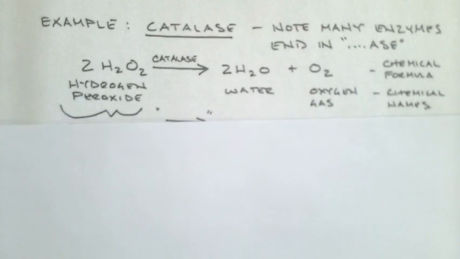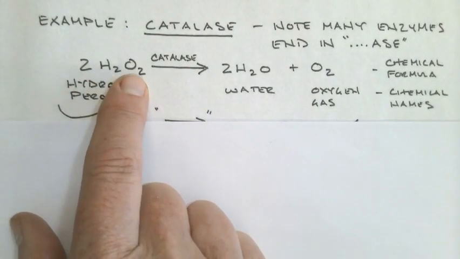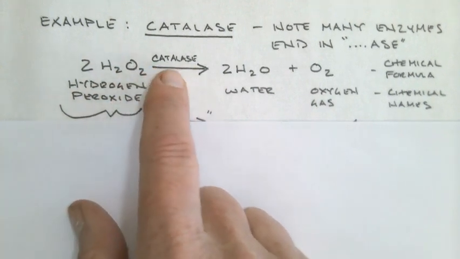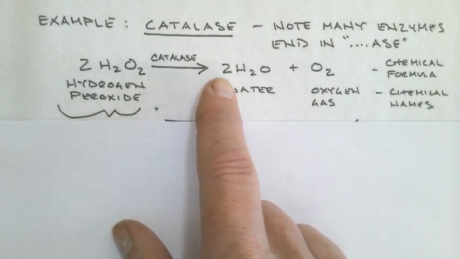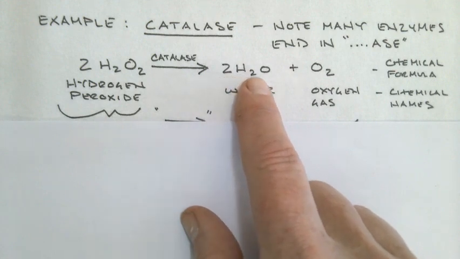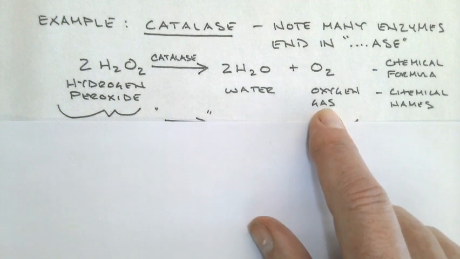So for example, this is the chemical formula. We have 2 molecules of hydrogen peroxide, H2O2. We add catalase. The arrow indicates a chemical reaction, and it breaks it down into 2 substances. One is water, 2 molecules of water, and the other is 1 molecule of oxygen gas.